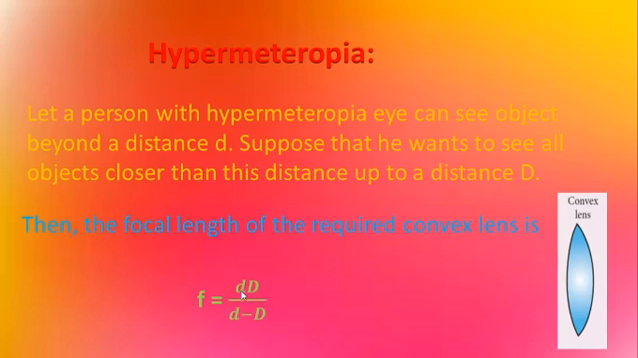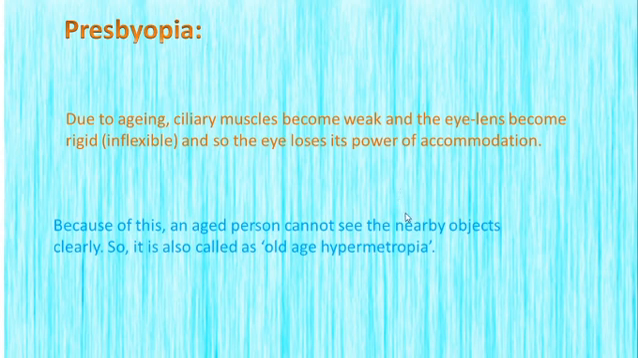What is small d? Small d is the distance, and capital D is the required distance. Then the next one, presbyopia.